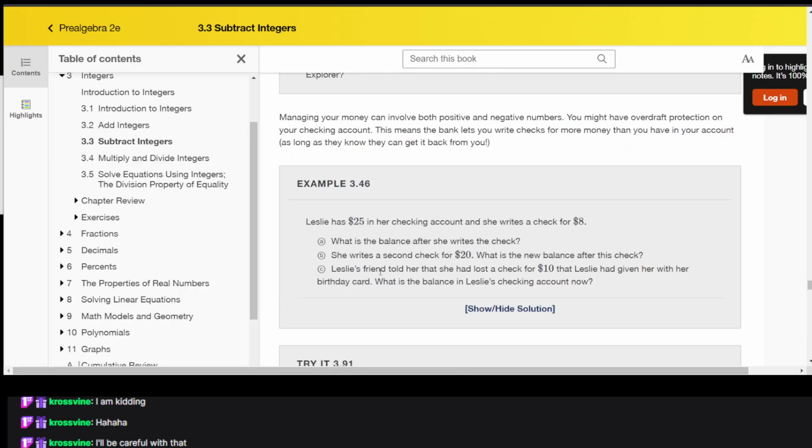Managing your money can involve both positive and negative numbers. You might have overdraft protection on your checking account. This means the bank lets you write checks for more money than you have in your account as long as they know they can get it back from you.